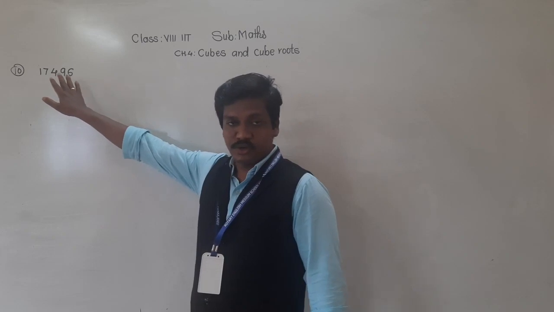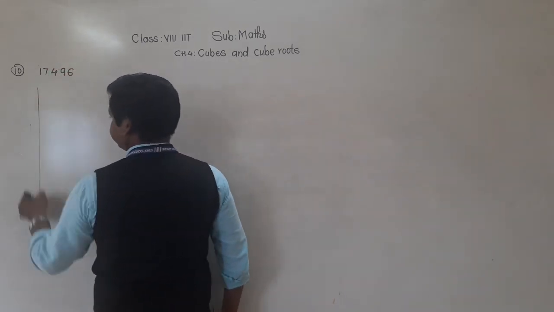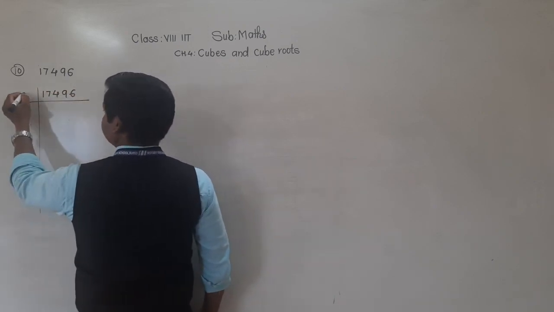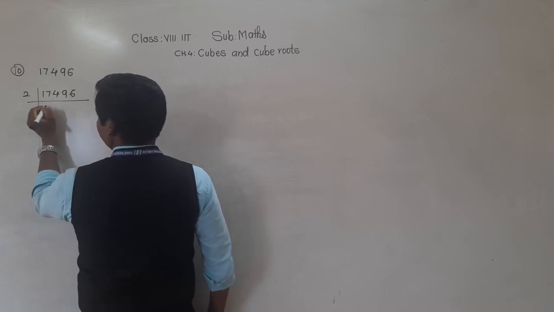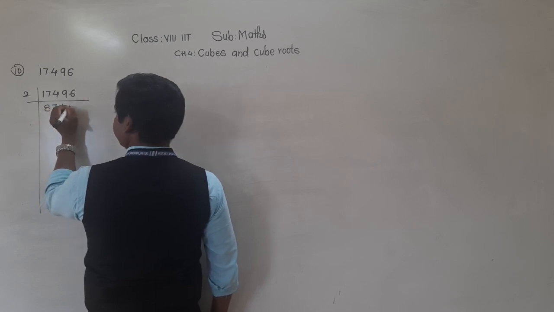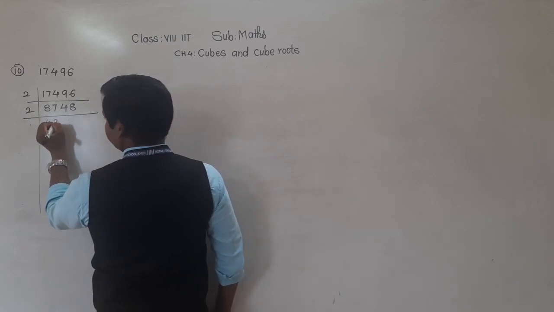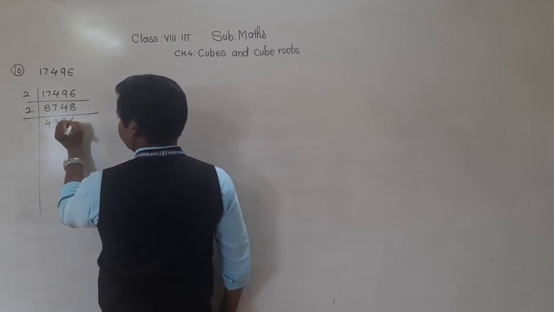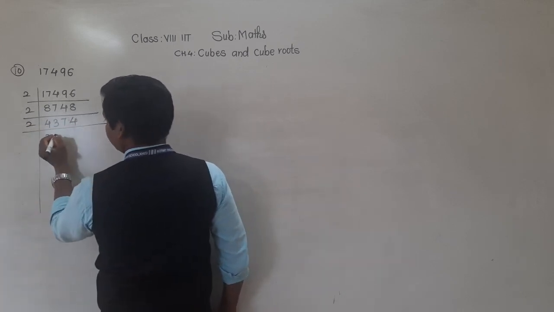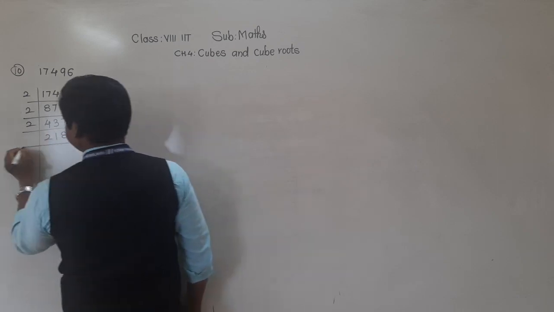As usual, we have solved this type of question. See, fourth question: first find the prime factors of 17,496. It is divisible by 2. 2 8s are 16. 2 7s are 14. 2 4s are 8. 2 8s are 16. Again it is divisible by 2. 2 4s are 8. 2 3s are 6. 2 7s are 14. 2 4s are 8. Again it is divisible by 2. 2 2s are 4. 2 1s are 2. 2 8s are 16. 2 7s are 14.